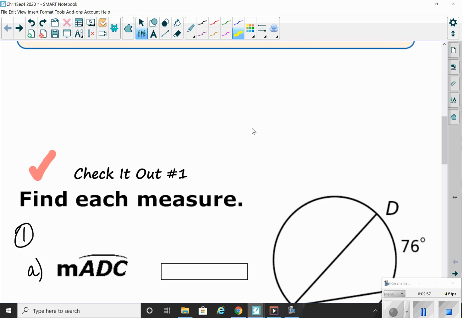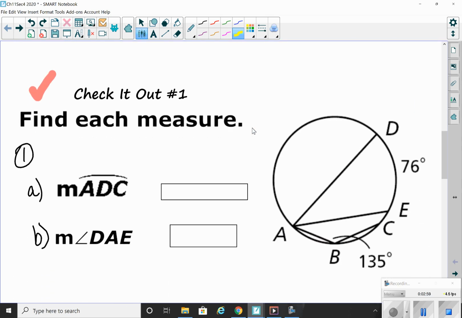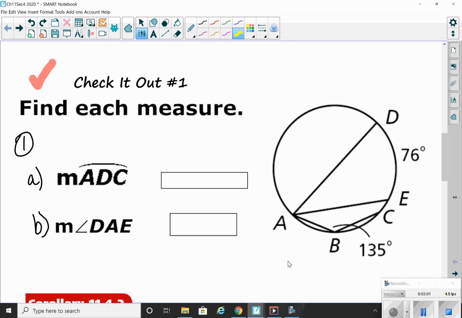So here's just a quick example of our inscribed angle theorem. This is also in the packet that's posted in Google Classroom. It's one of the check it outs in today's lesson. It says find the measure of arc ADC. If I go from A to D all the way over to C, I've got that huge arc, and we want to find the measure of that arc.